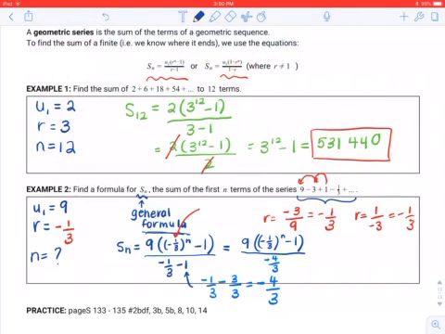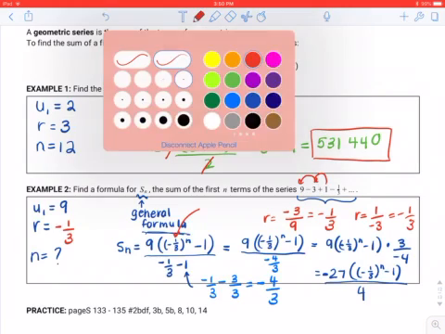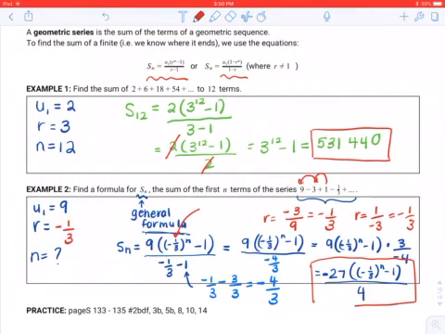And this may be a bit of a throwback for some people, but when I have a fraction divided by a fraction, I keep my numerator the same and I multiply by the reciprocal of my denominator. So I'm multiplying by 3 over negative 4. And I end up with 9 times 3, which is 27, times negative 1/3 to the power of n minus 1, all over negative 4. And I'd probably move that negative up into the numerator. And here is my general formula for the sum.